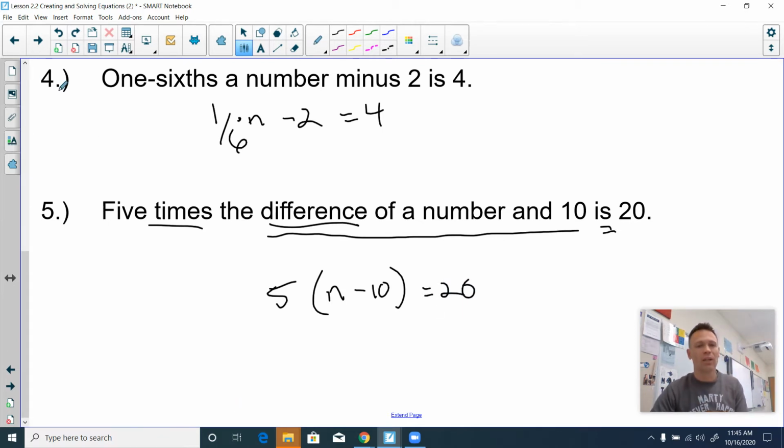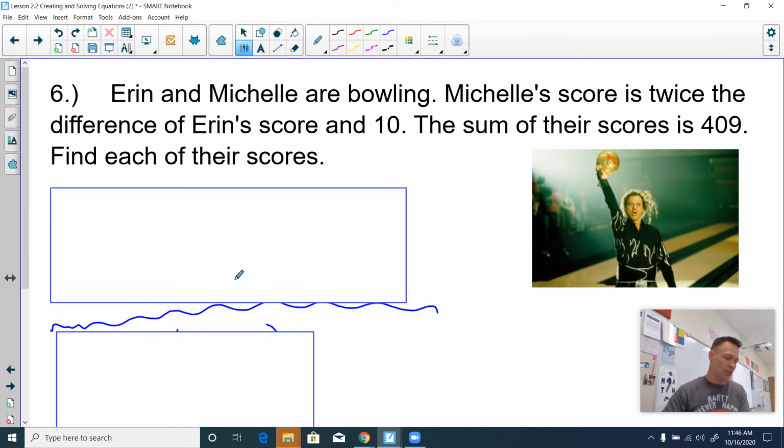All right, so a little bit of a warm-up there for translating language. So now let's get into example number 6 in your notes. Aaron and Michelle are bowling. Michelle's score is twice the difference of Aaron's score and 10. The sum of their scores is 409. We're going to find each of their scores. Now that sounds on its face super potentially confusing, so let's just break this down.